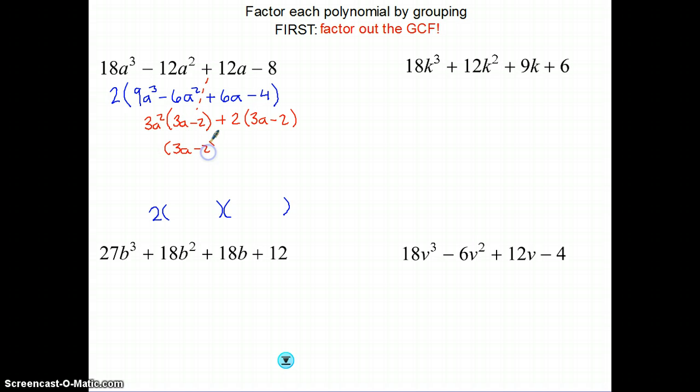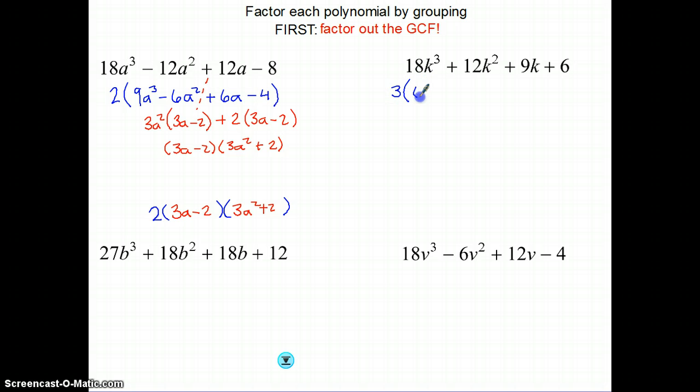And what I'm left with is a 3a squared plus 2. So down here, I'm going to fill in my parentheses. I have that 2 on the outside with a 3a minus 2 in the first parentheses and a 3a squared plus 2 in the second parentheses. To the right, I see a greatest common factor of 3. So I'm going to factor out that GCF of 3.